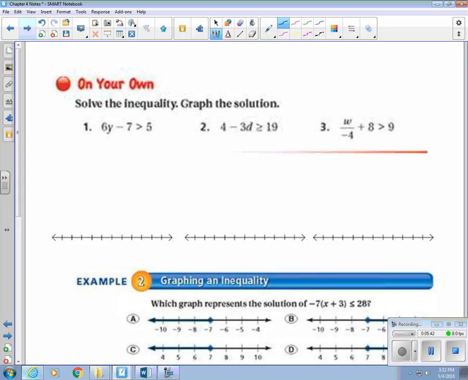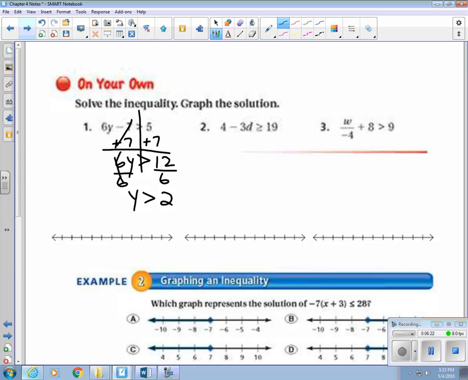Okay, let's take a look at the first one here. 6y minus 7 is greater than 5. Treat this like an equation. I'm going to add 7 to both sides to get rid of that minus 7 because it's less connected to the variable y than the 6 was. So negative 7 plus 7 is 0, so I just have 6y on this side. 5 plus 7 is equal to 12, and my inequality sign I just bring down. To get y by itself now, I have to divide by 6 on both sides. And I didn't divide by a negative, I divided by a positive, so I leave the symbol the way it was. Y is greater than 2.